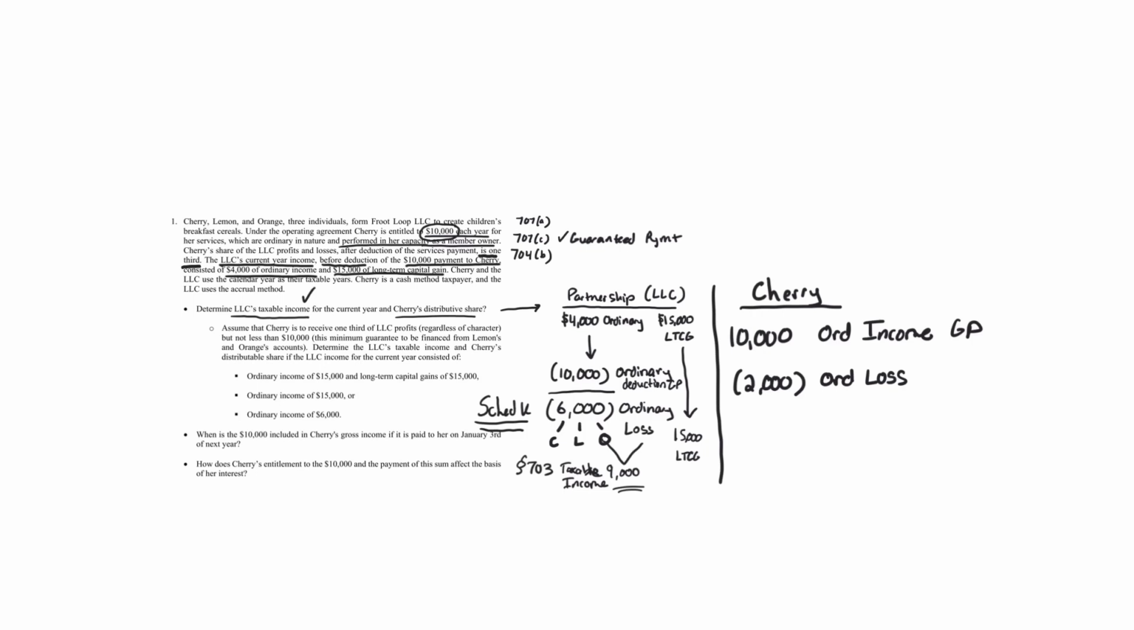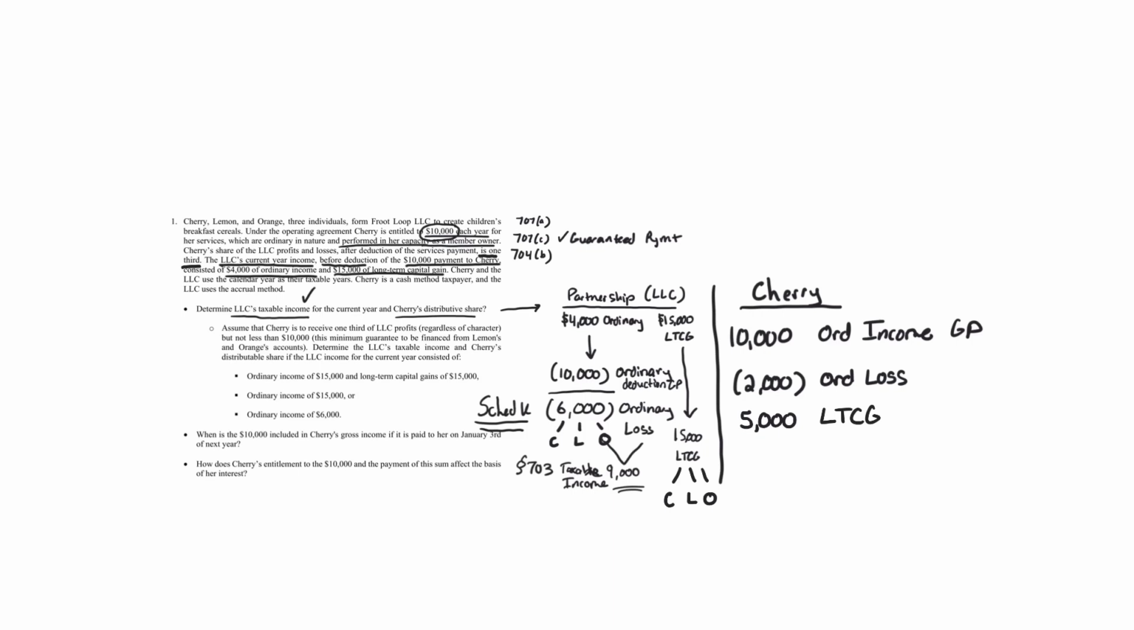And then finally, we also have to break up the long-term capital gain, which would be broken up between Cherry, Lemon, and Orange. And Cherry is a 1/3 owner, so that's also going to be 1/3, right? So it's $5,000 of long-term capital gain. And that concludes that part of the problem.